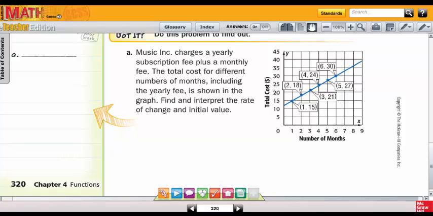Here are your solutions to 4-6, the letter problems. Let's start with letter A.